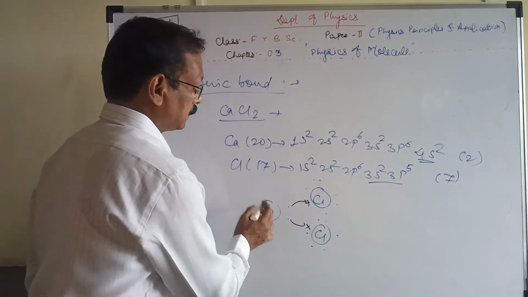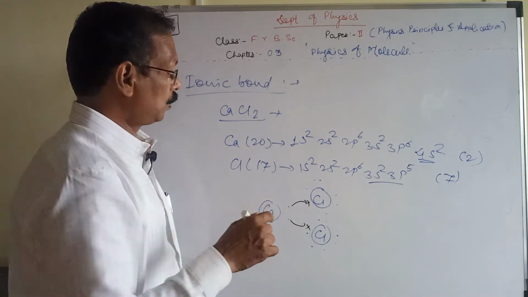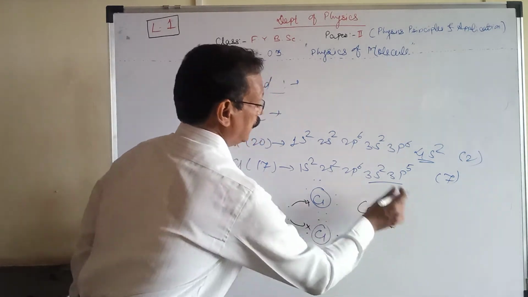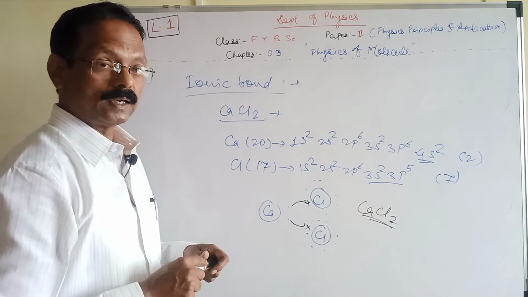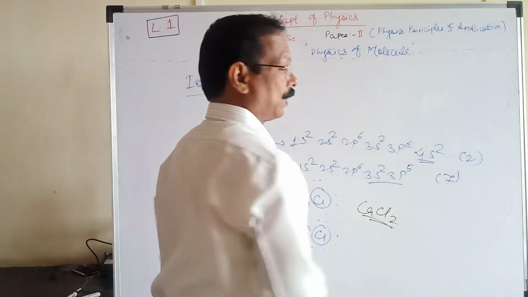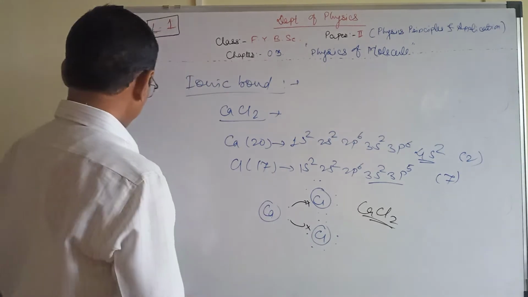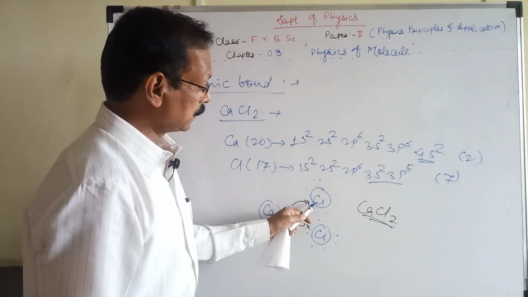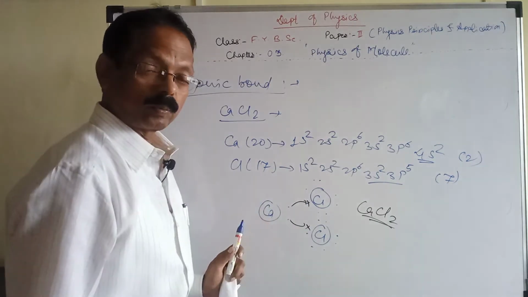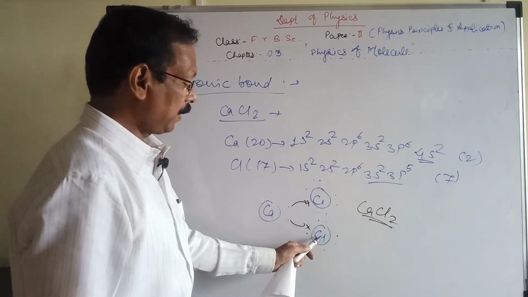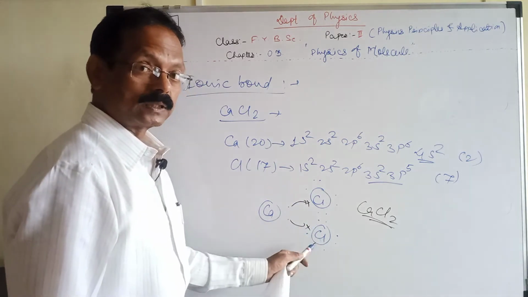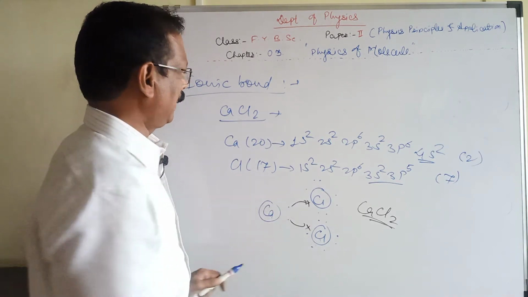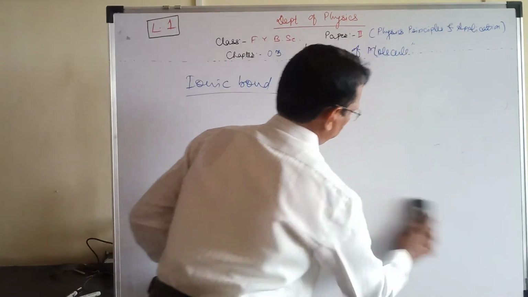In this case, Ca donates 2 outermost electrons to the 2 Cl atoms. So this becomes CaCl2: there are 2 chlorine atoms and only one Ca. In Ca there are 2 electrons in the outermost orbit, and in Cl there are 7. The octet of each Cl gets completed by accepting 1 electron from Ca. So Ca becomes positive and Cl becomes negative. This is another example of the ionic bond.